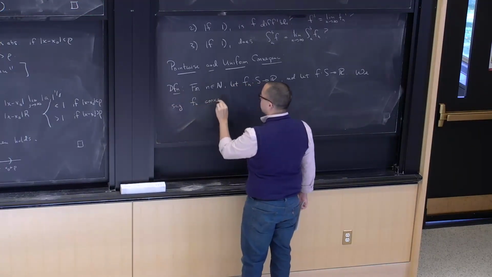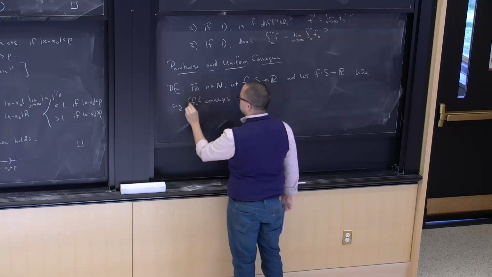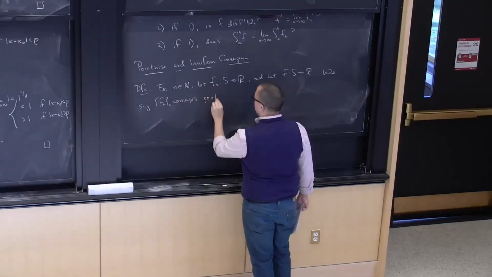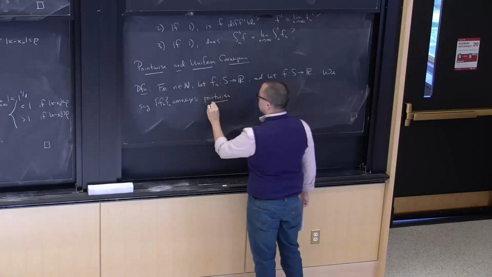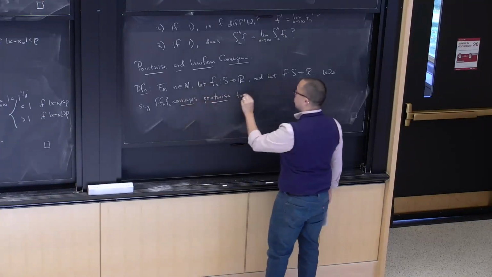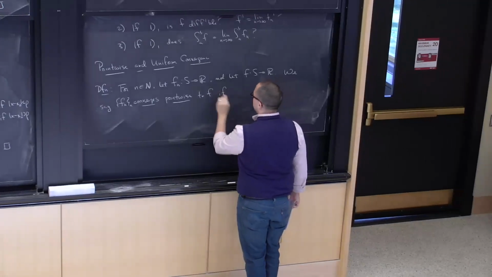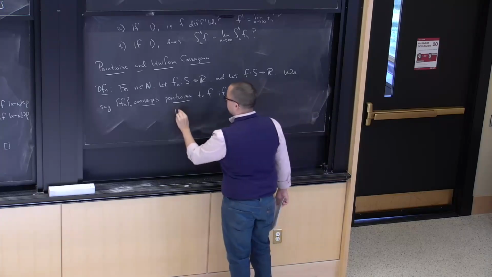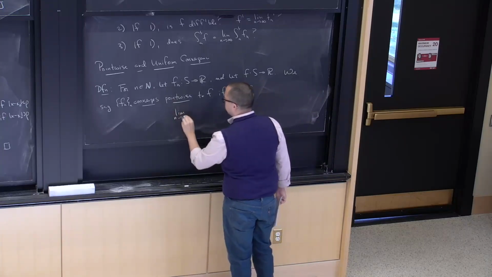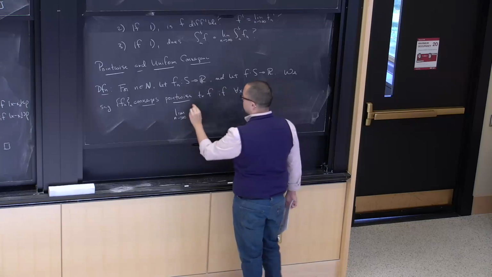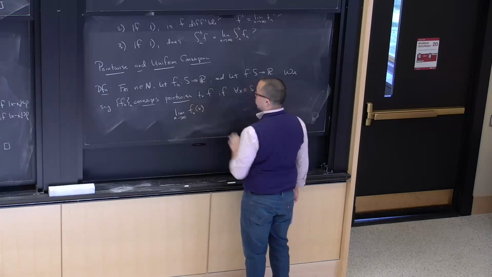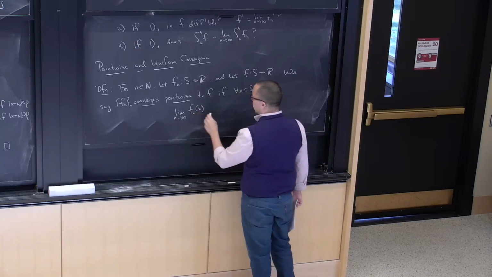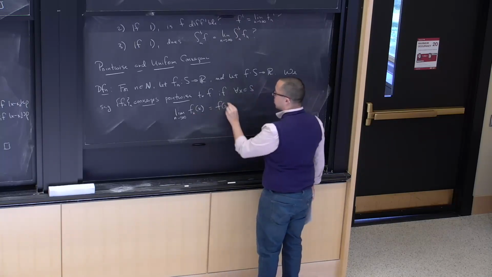fn, so the sequence of functions fn, converges pointwise to the function f if for all x in S, for each fixed x in S, if I stick this into fn of x, I get a limit, and this limit is f of x.